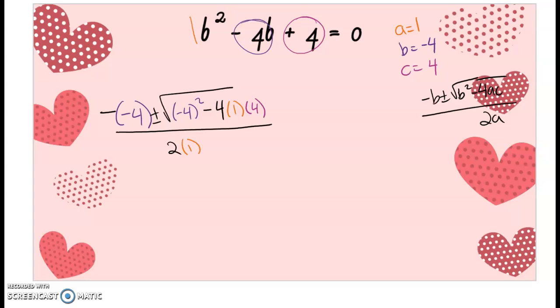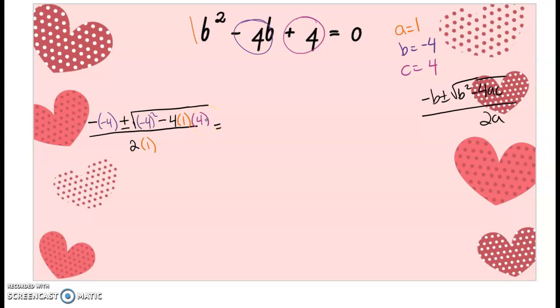I want you to actually pause this video and try it out yourself and see if you're fully understanding it. Alright, you should have tried it out by yourself. 2 negatives make a positive, so I'm going to have a positive 4 out in front. Plus or minus the square root. Negative 4 times a negative 4 gives me a positive 16. And this negative 4 times 1 gives me a negative 4. Times a positive 4 gives me also 16. Okay, and 2 times 1 is 2.